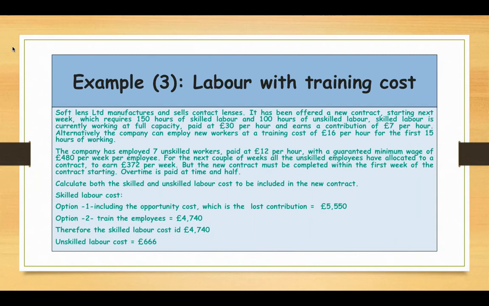But the company requires 100 unskilled labor hours. So the remaining 37 hours, which is 100 take away the available 63 hours, must be paid at time and a half. Therefore, the unskilled labor cost is going to be 37 hours times time and a half, which is 12 plus 6, 18. So 666 pounds.